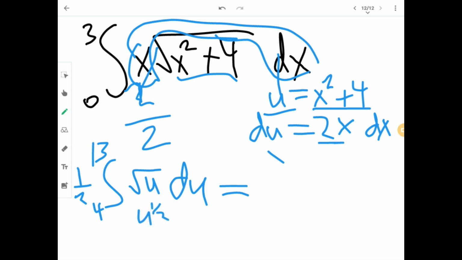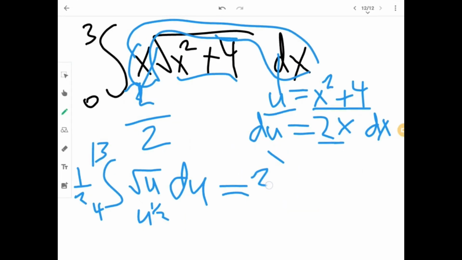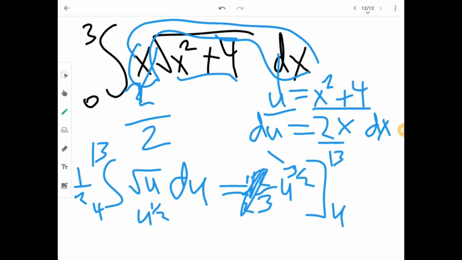Now, integral, you just add 1, so half plus 1 is 3 over 2, and then you divide by the new power you got, so 3 over 2, so it becomes multiplied by 2 over 3. So, 2 over 3 times u to the power 3 over 2. And then the bounds, 13 and 4. And don't forget the half from outside. So these cancel. So it just becomes 1 over 3.